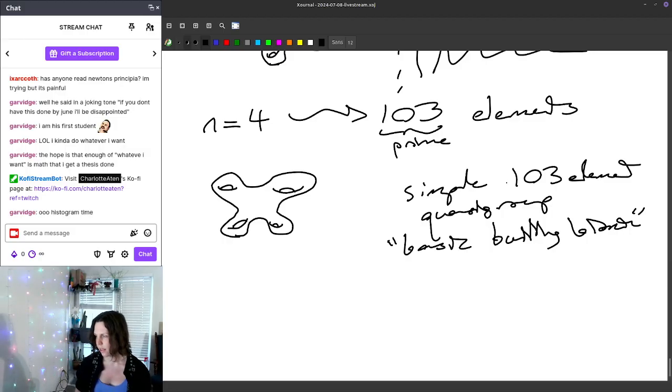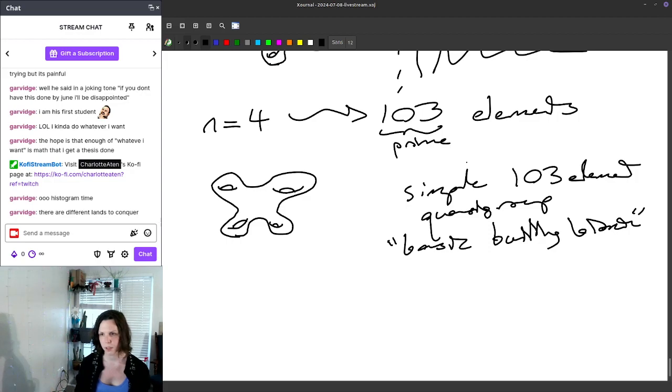I can't say for sure. Of course, it's possible that the algebra of whatever this 103 element quasi-group is wouldn't be.